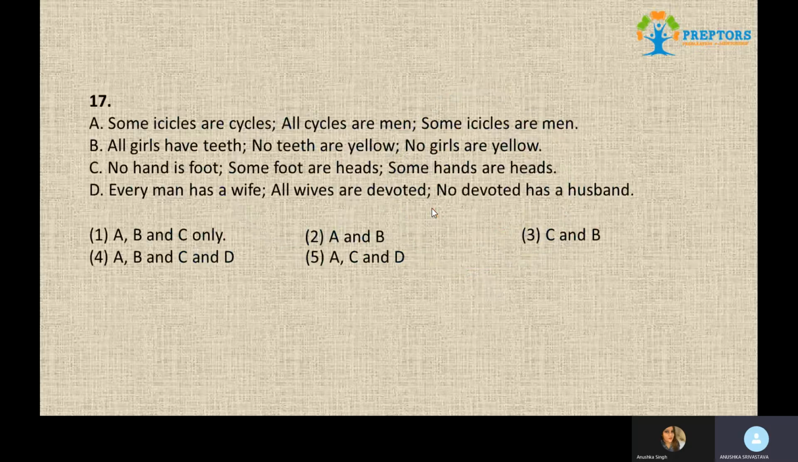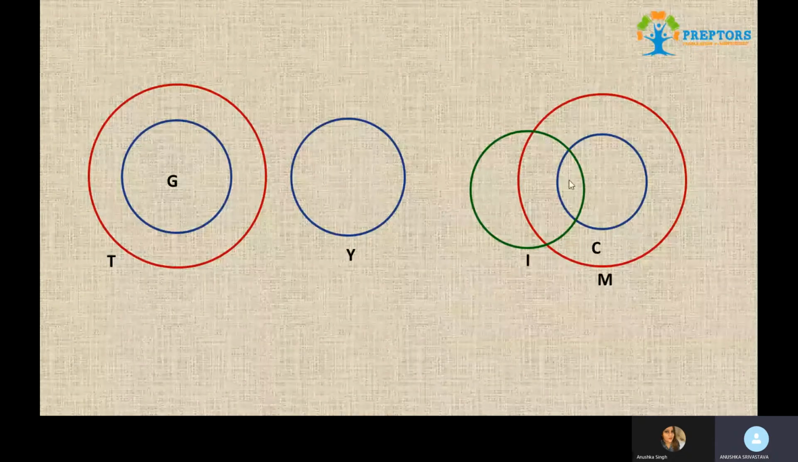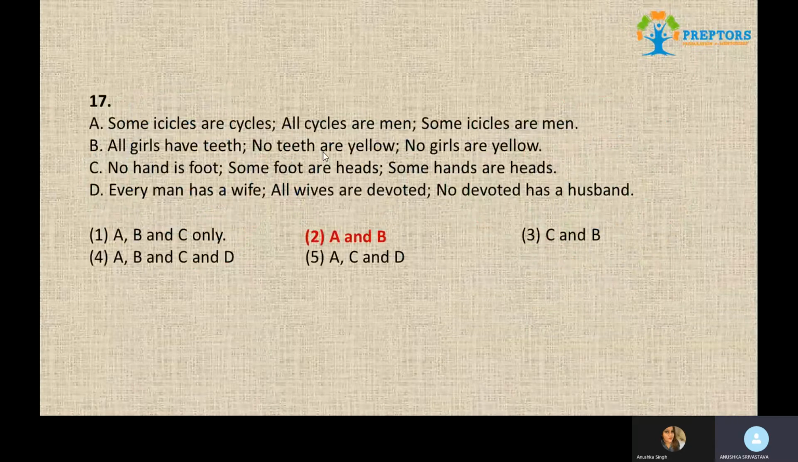Likewise, if you evaluate question number 17, you will see that your answer is option number A and B. This is how we represent some icicles are cycles, all cycles are men. So some icicles are men. All girls have teeth, this is how you draw this, and no teeth are yellow. So no girls are yellow. Hence, option number A and B follow.